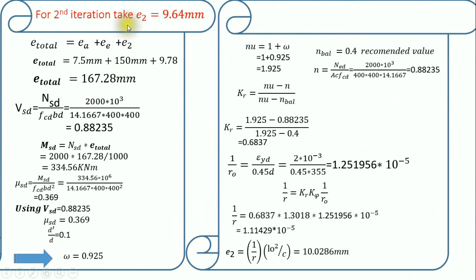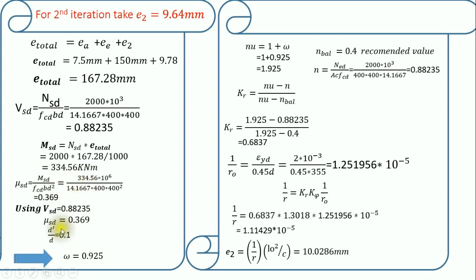So mechanical stress ratio is equal to 0.85. For second iteration, E2 is equal to 9.64. E total is equal to EA plus EE plus E2. The only difference is 9.78. So E total is equal to this. It's the same step from previous. VSD is here, MSD is different because E total is different. So mu SD, VSD and D prime over D. The mechanical stress ratio will be changed because the value of mu SD is slightly changed because MSD is changed.